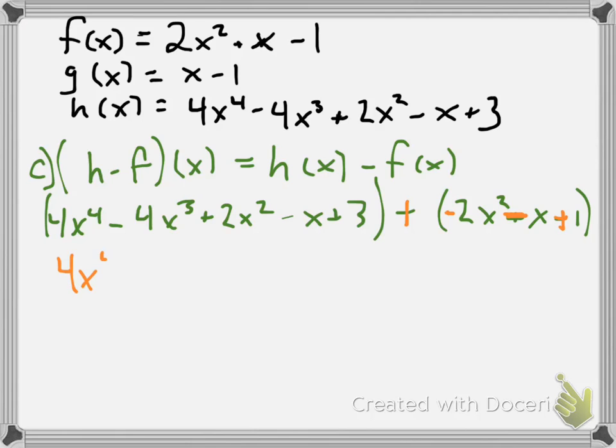Well, there are no x to the fourth terms. There are no x cubed terms. We had a positive 2x squared, and we're subtracting negative 2x squared, sorry, minus 2x squared, which eliminates the x squared terms. Then I have a minus x and a minus x again, so I'm going to have minus 2x, and then plus 3 plus 1 will give me plus 4.